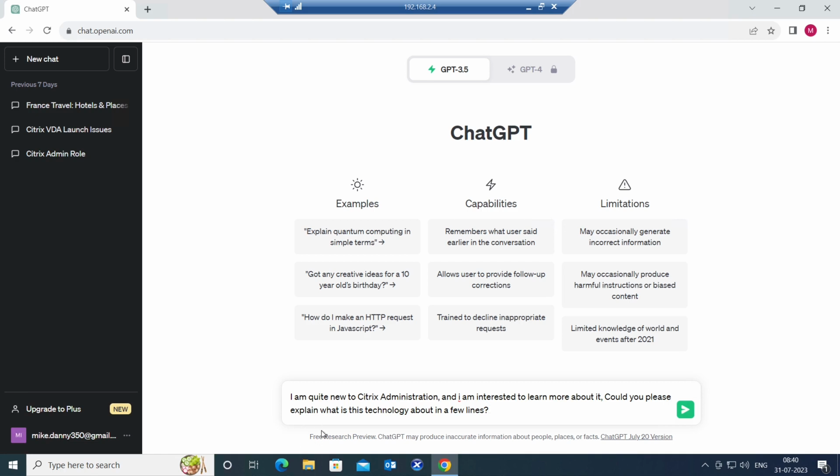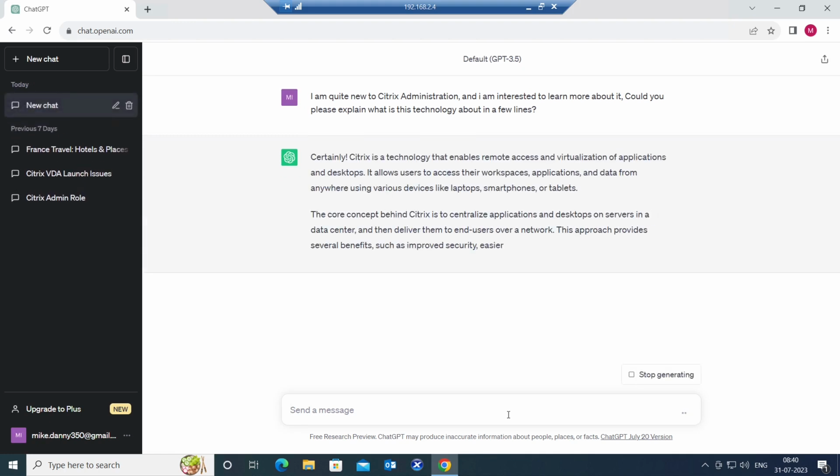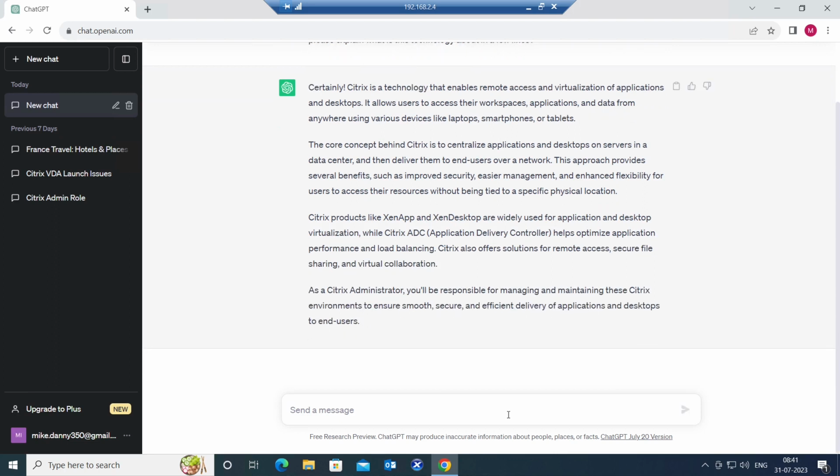So it is a simple question. I am quite new to Citrix administration and I am interested to learn more about it. Could you please explain what this technology is about in a few lines? I'm going to hit enter. Now it is giving some details. It says, certainly, Citrix is a technology that enables remote access and virtualization of applications and desktops. It allows users to access their workspaces, applications, and data from anywhere using various devices like laptops, smartphones, or tablets. So we are getting the details we are looking for from the ChatGPT tool.